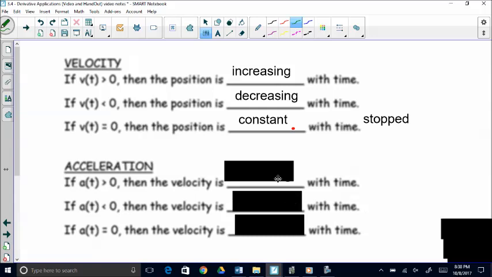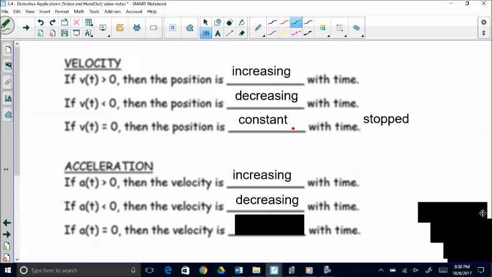If the acceleration is greater than 0, then the velocity is increasing. If the acceleration is less than 0, then the velocity is decreasing. And if the acceleration equals 0, then the velocity is constant. Let's talk about this one for just a second. A constant velocity does not mean an object is not moving. It just means that the velocity is not changing.